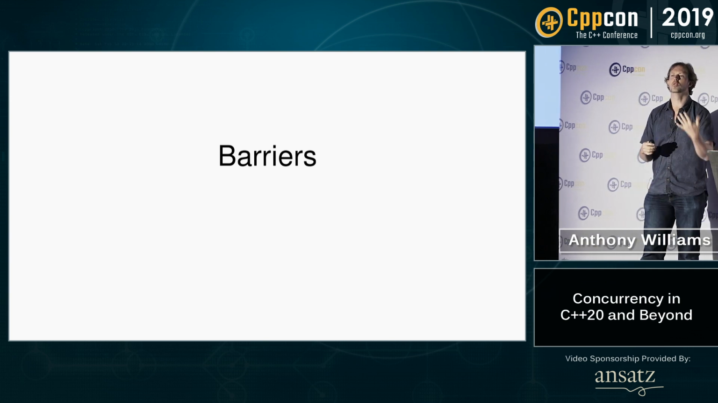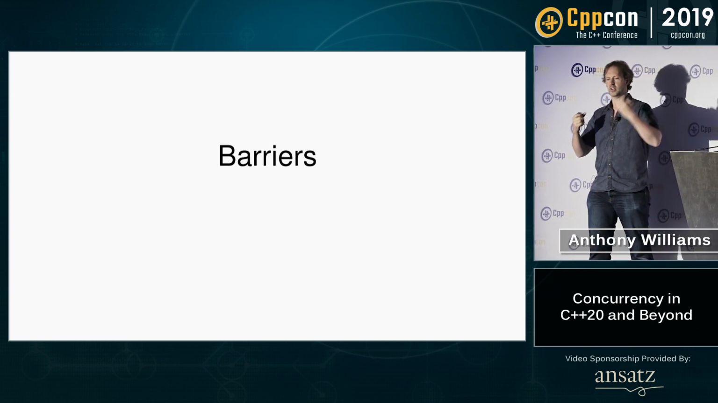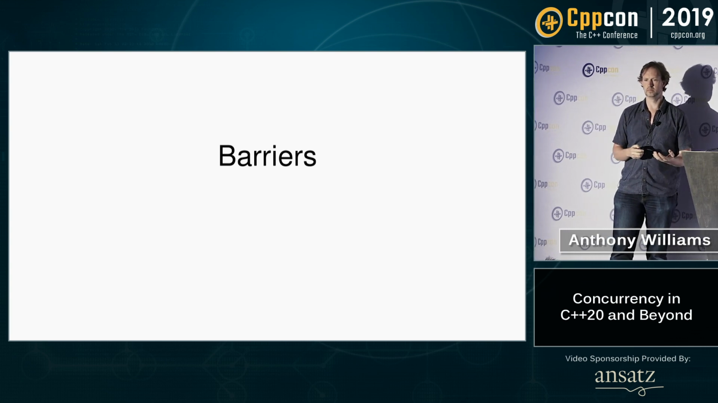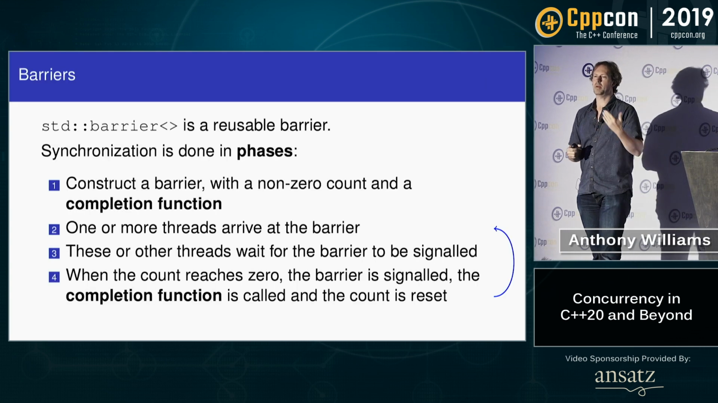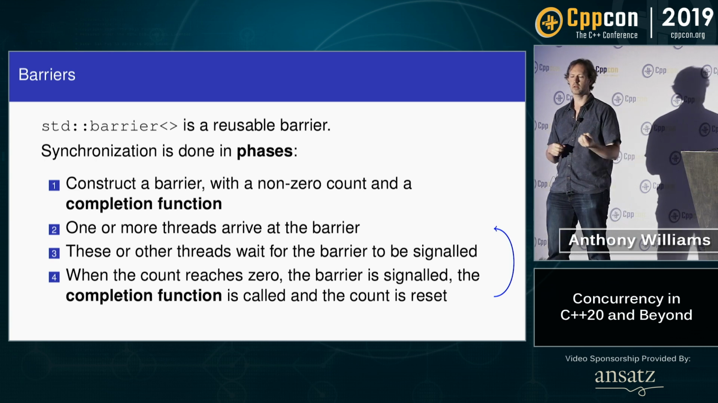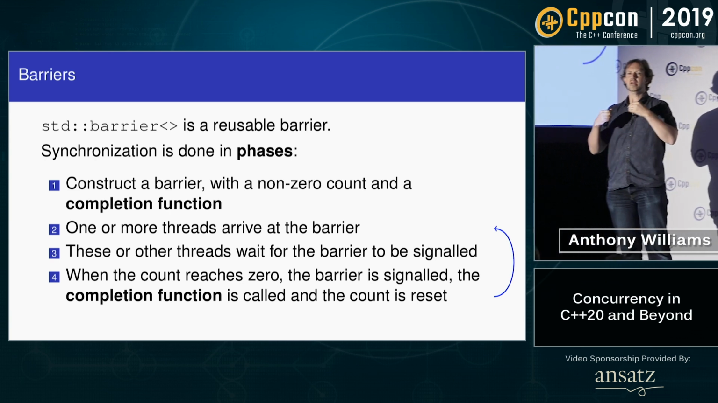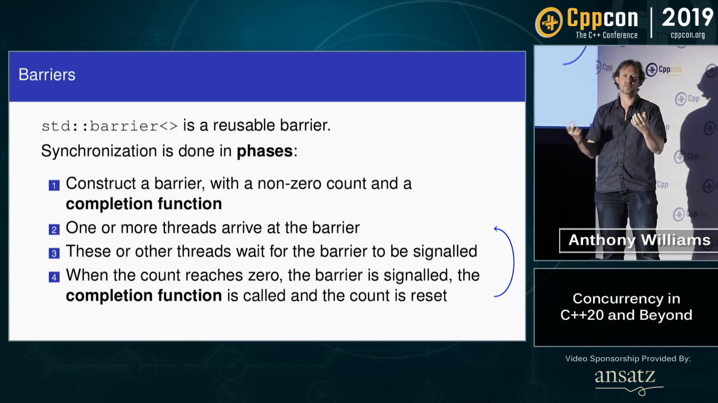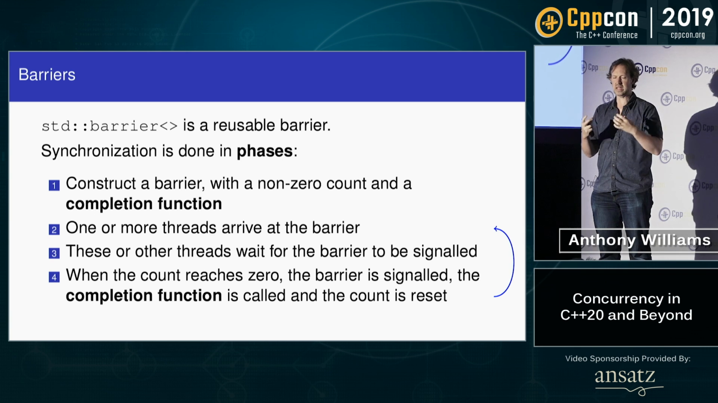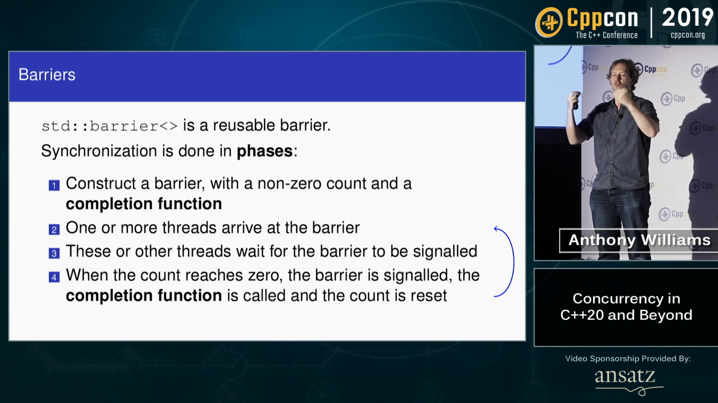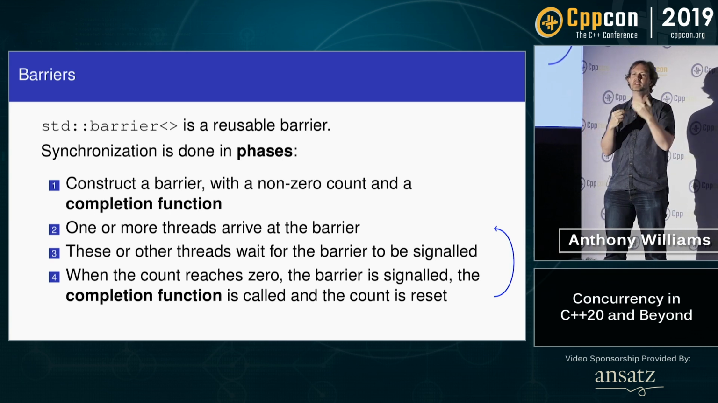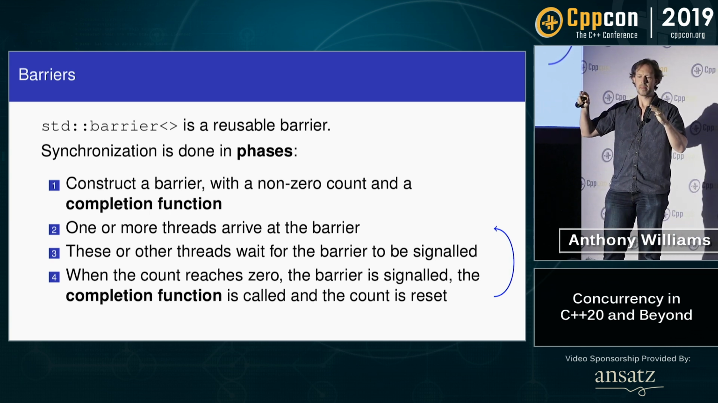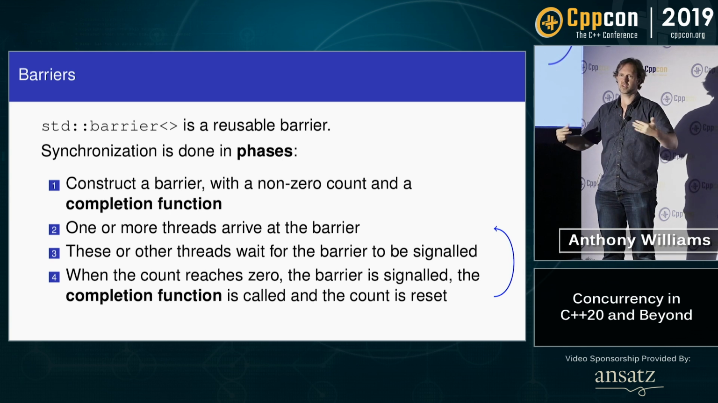So the second of the three additional synchronization tools from C++20 is barriers. Now, standard barrier is a reusable barrier, and it essentially provides what's referred to in the standard document as phases. So you construct your barrier, and you specify the count, and then a completion function, which I'll talk about in a second. And then it starts the first phase.